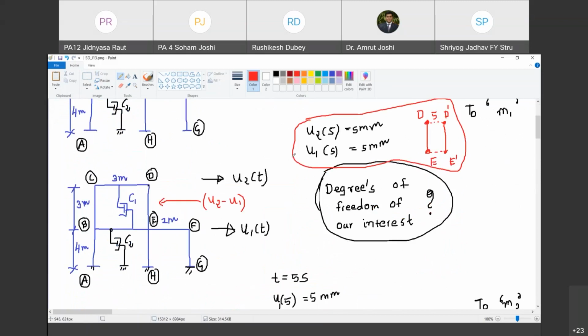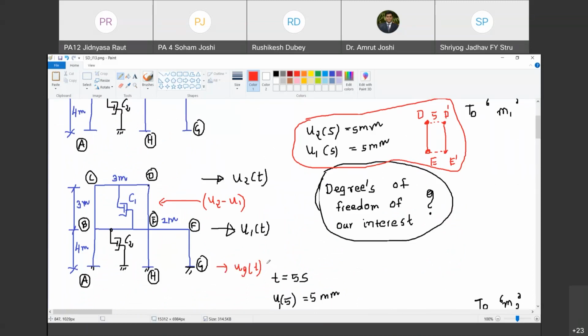So we understand that U2 minus U1 is the quantity that is responsible for producing any stresses or strains in the columns of the upper story. Are you with me? Yes, sir. Similarly, I can also represent the ground displacement as Ug of t.